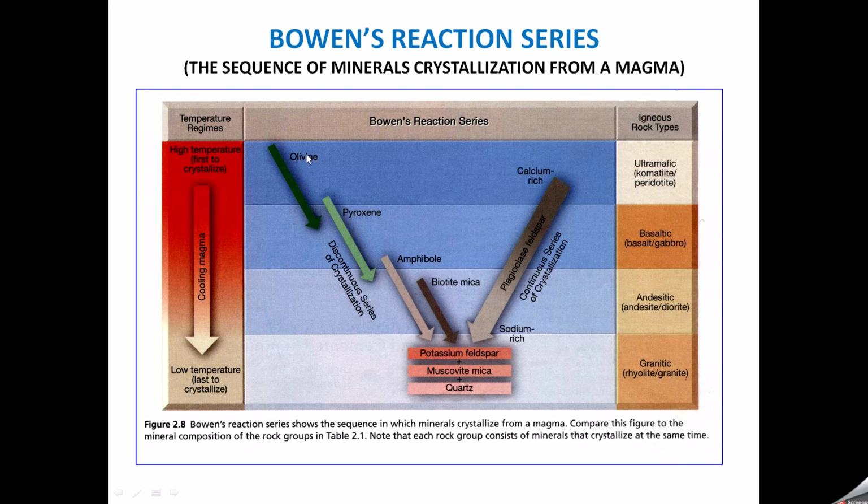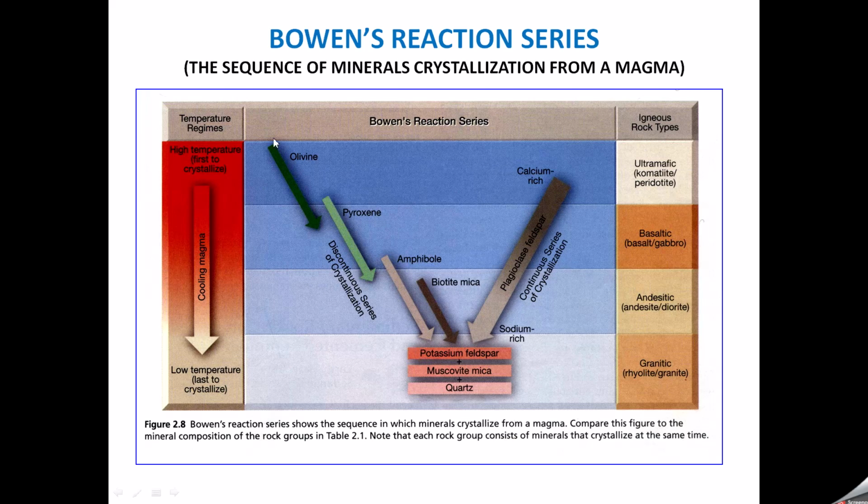Olivine, the first mineral to form. And then when it cools down, the magma gives you pyroxene, and then amphibole minerals, and then biotite mica. At the same time here, calcium-rich plagioclase forms with the olivine and keeps forming plagioclase feldspar and changes from calcium-rich to sodium-rich down here.